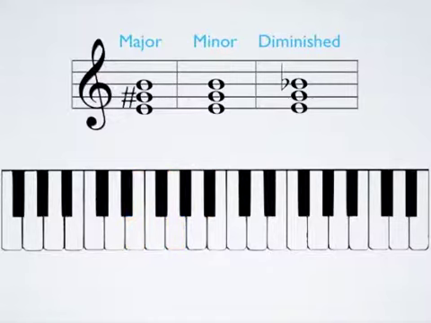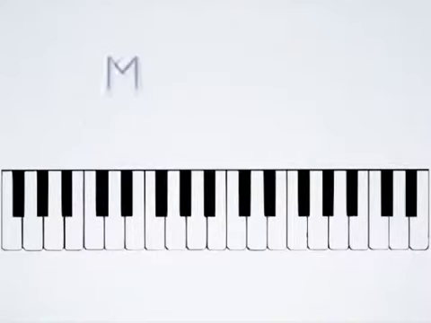Let's go over that one more time. If we start with a major chord and lower the 3rd, we get minor. If we also lower the 5th, we get diminished.